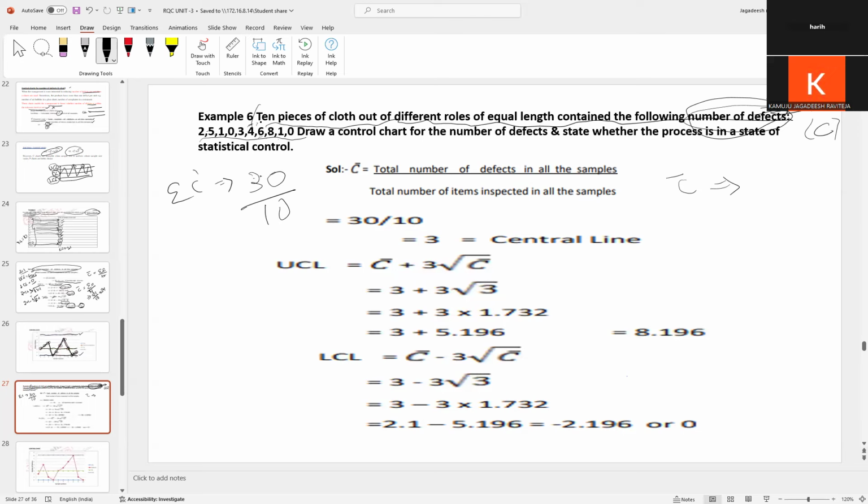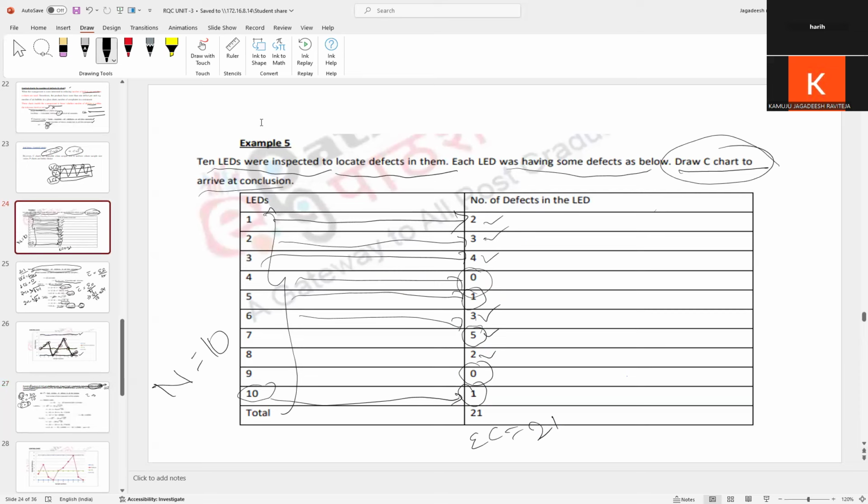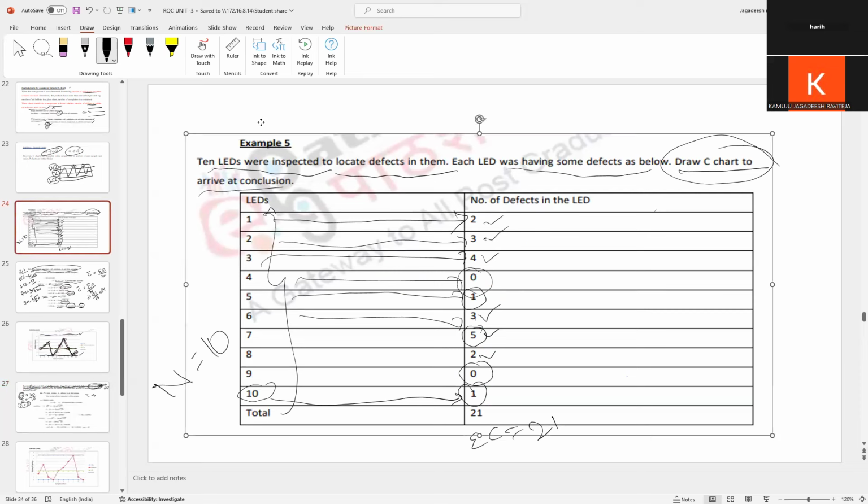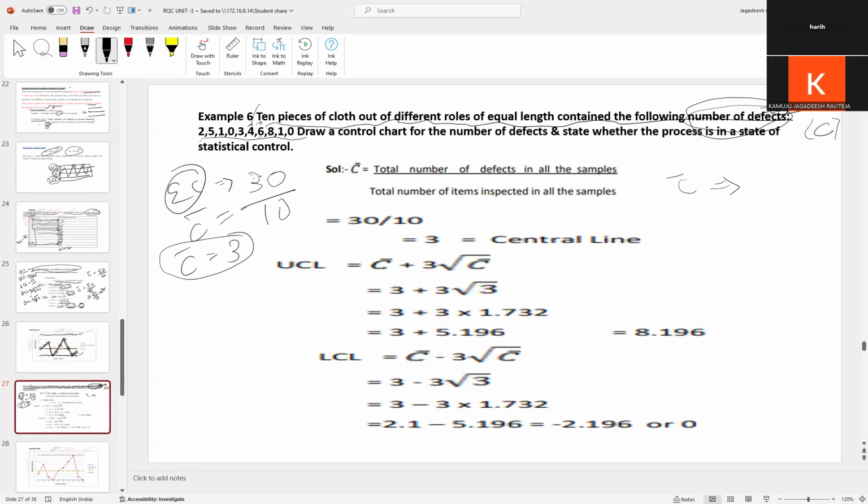Okay. So therefore, what is the value of C bar? C bar is equal to 30 divided by 10, which is nothing but C bar is equal to 3. Did you understand? What is the difference between the previous problem and this problem? In the previous problem, they gave a tabular column and clearly stated that the first sample has 2 defectives and the second sample has 3 defectives. Whereas in this case, they didn't mention that, but we have to assume this is the first sample and this is the 10th sample.